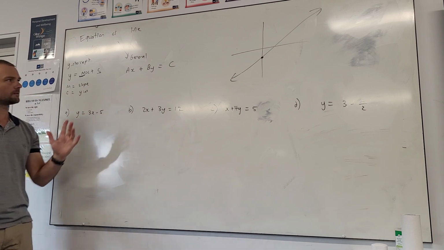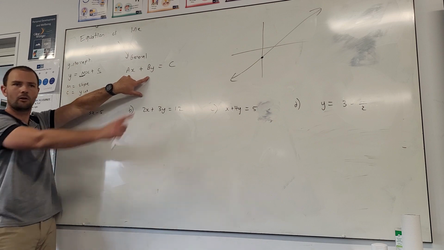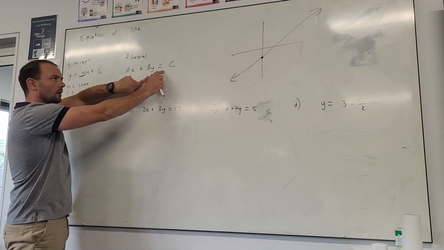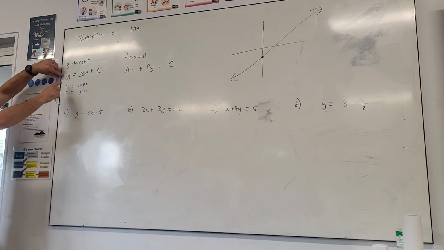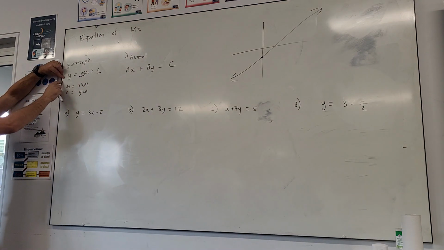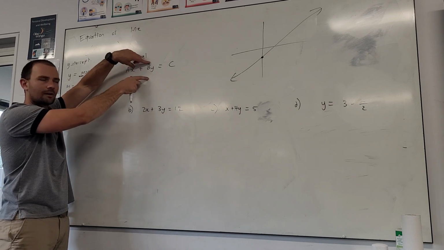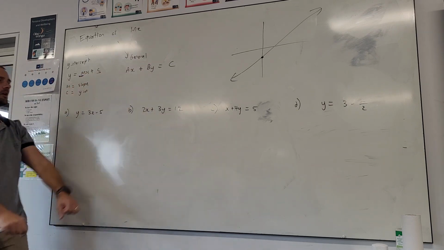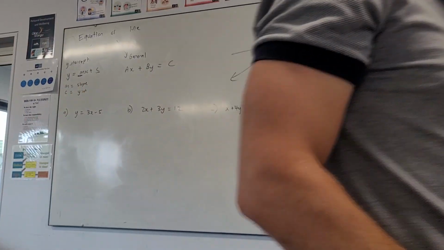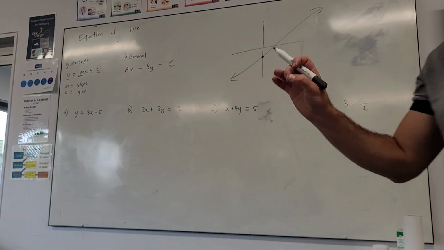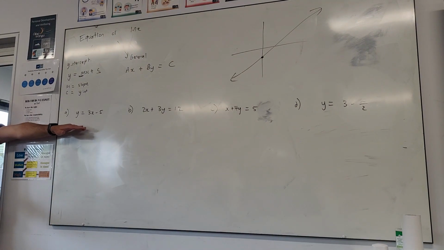The way to tell the difference between the two, here we've got x and y on the same side of the equation. Over here we have y by itself. Y equals x plus y, x take y, whatever combination, x and y are on the same side. That's the difference between them. So our very first thing is to go through and state whether it's y-intercept or general. So I might start here.